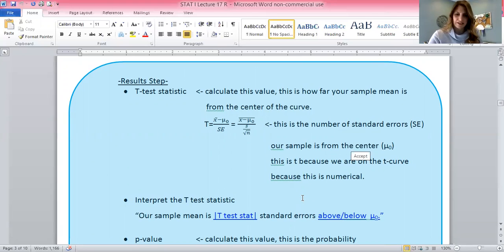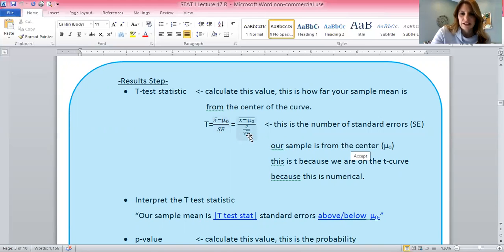It's the same way as calculating like a z-score. So we can see here it's the same calculation, except for it's what I'm plugging in. So what I'm plugging in here is my data value, which is x bar, because I have my sample mean from my sample, minus mu naught. Now, mu naught is the center of my curve. It's my hypothesis for my null, divided by the standard error.